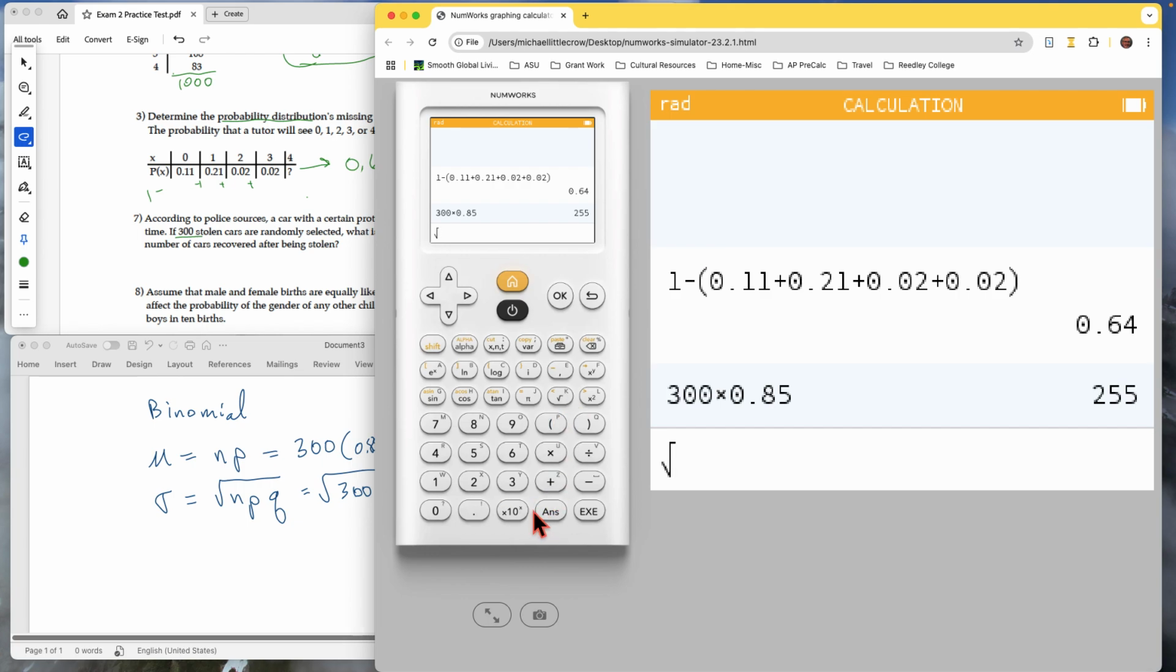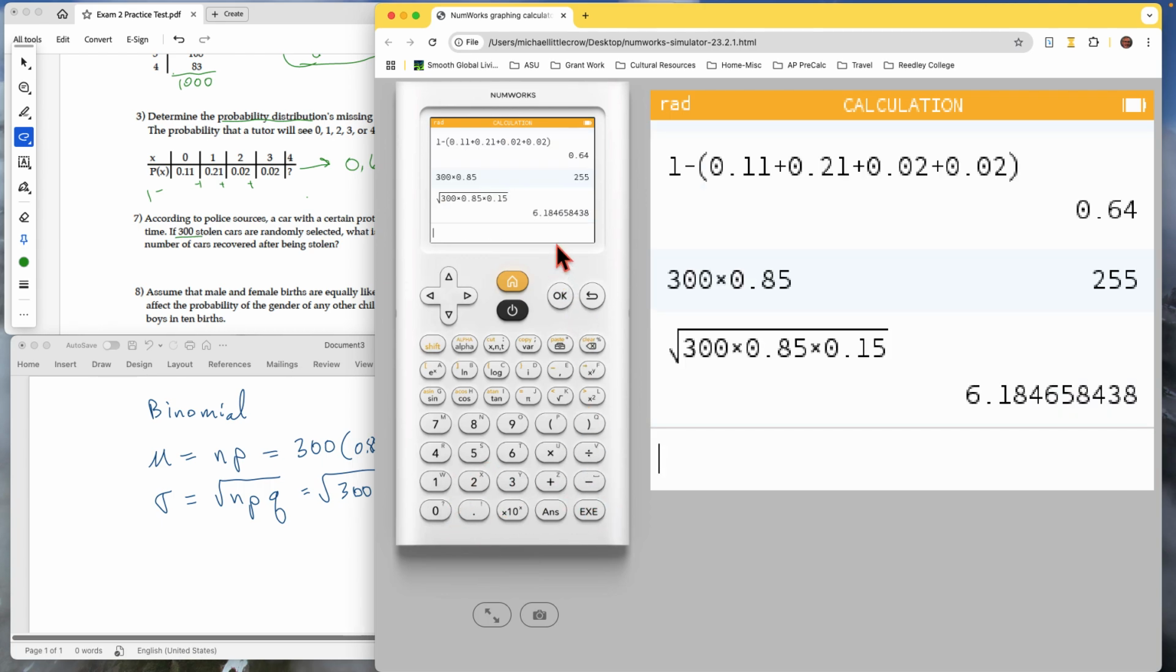So we do the square root first. We put in 300 times 0.85 times 0.15. The standard deviation is going to be 6.184.